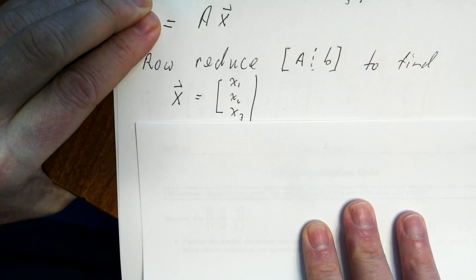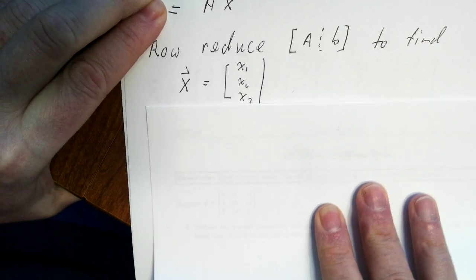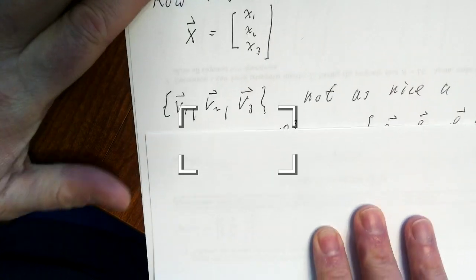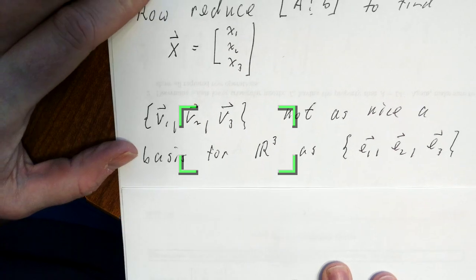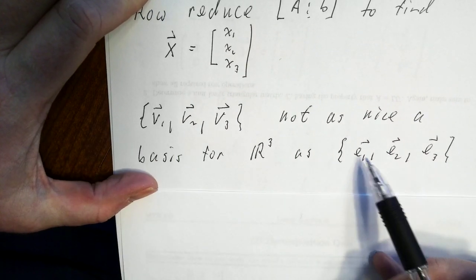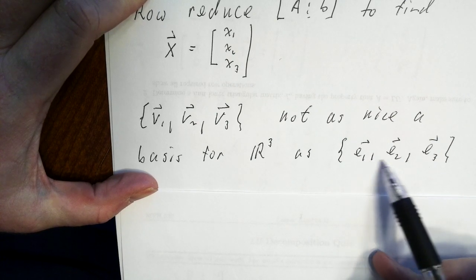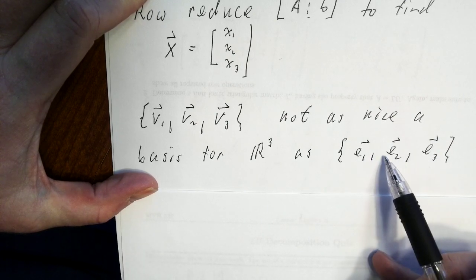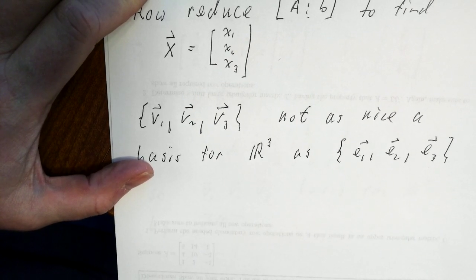So the standard basis is a really nice basis. The basis on the previous page isn't as nice because finding weights involves elementary row reductions. So what we're looking for is something kind of in between, where it's easy to compute the weights, but maybe it won't be as easy as using the standard basis vectors. Now, an important property that the standard basis vectors have is that they are all orthogonal to one another.